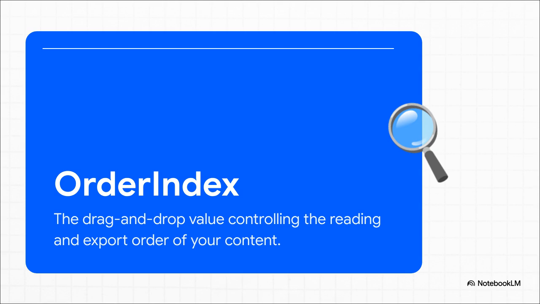Now, as you add those pieces, you're going to arrange them using the OrderIndex. This is just a drag-and-drop value in the UI that controls your reading and export order. You can easily drag a section around within its chapter to change the order. But, and here is an absolutely crucial point, reordering is scoped to the parent. Moving a chapter from one part to an entirely different part isn't just a simple drag and drop. You actually have to delete and recreate it. So, always plan your major part boundaries before you do a massive amount of writing. Seriously, save yourself the headache.